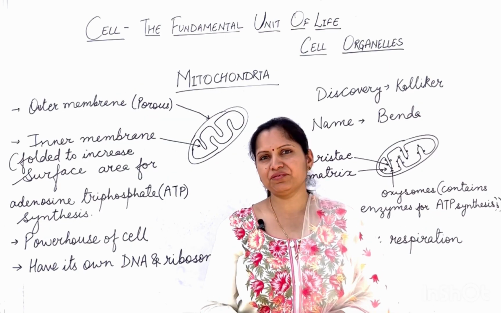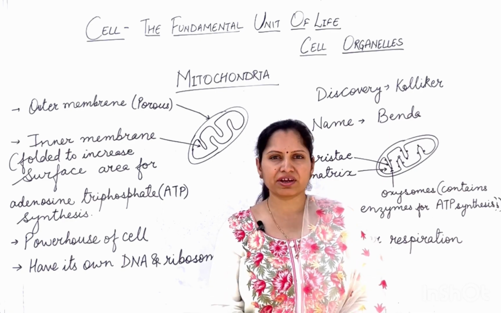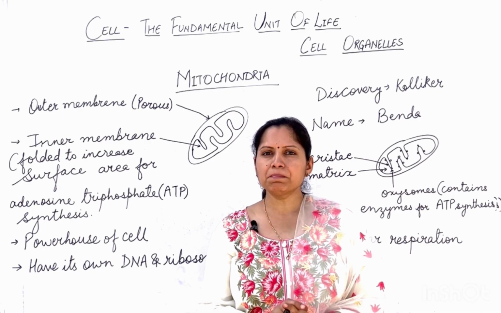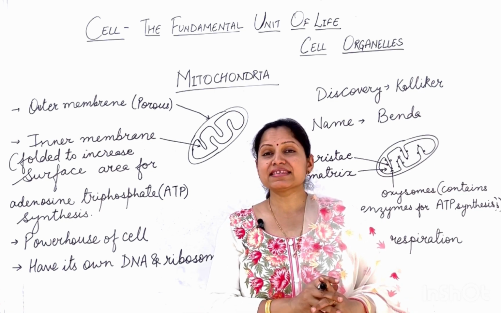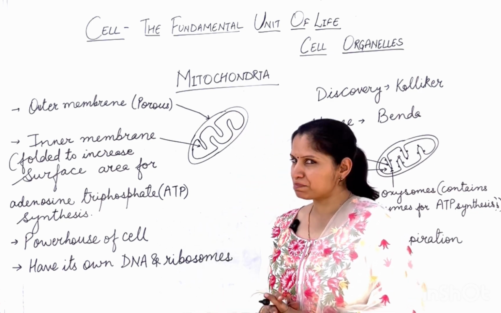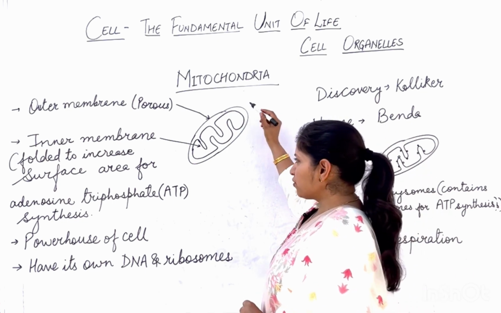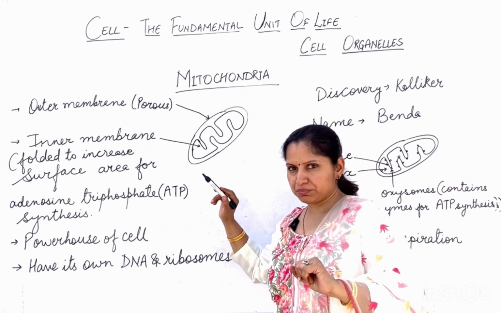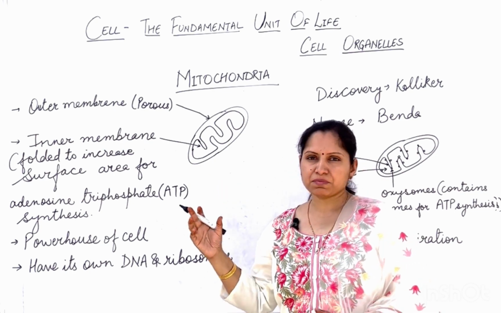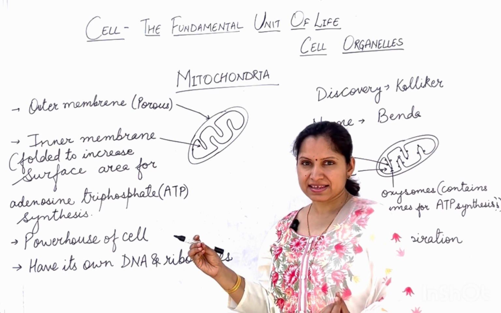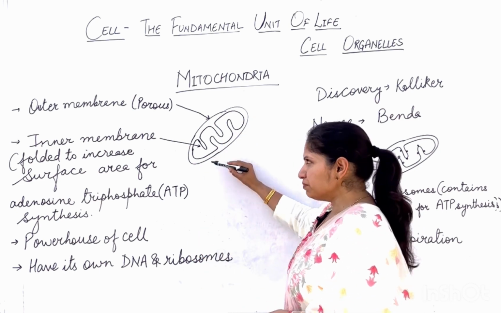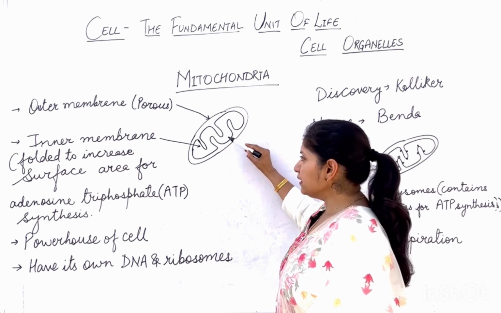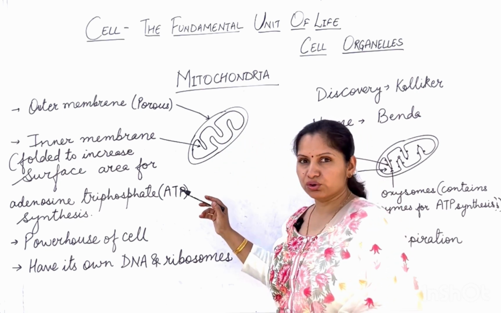The next organelle that we are going to study about is mitochondria. Mitochondria is known as the powerhouse of the cell. So let's look at the structure of this powerhouse. Mitochondria is a double membrane bound organelle. It has two membranes. It's a very special and very important cell organelle. The outer membrane is porous and the inner membrane, you can see, has many folds.